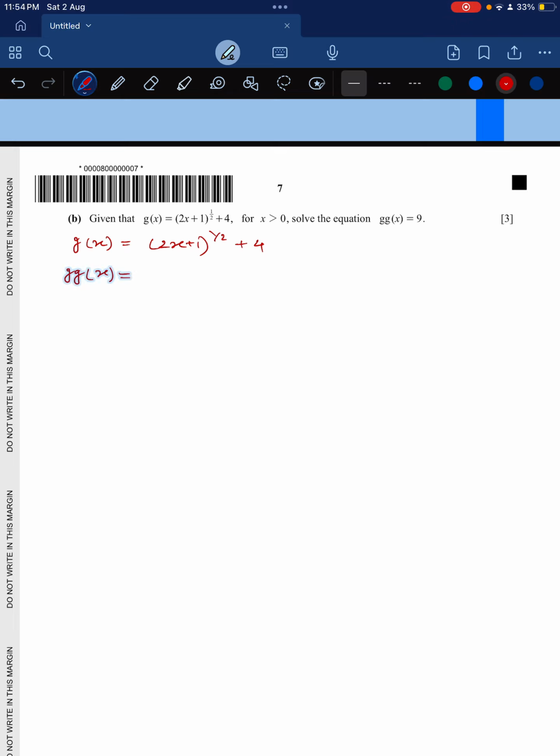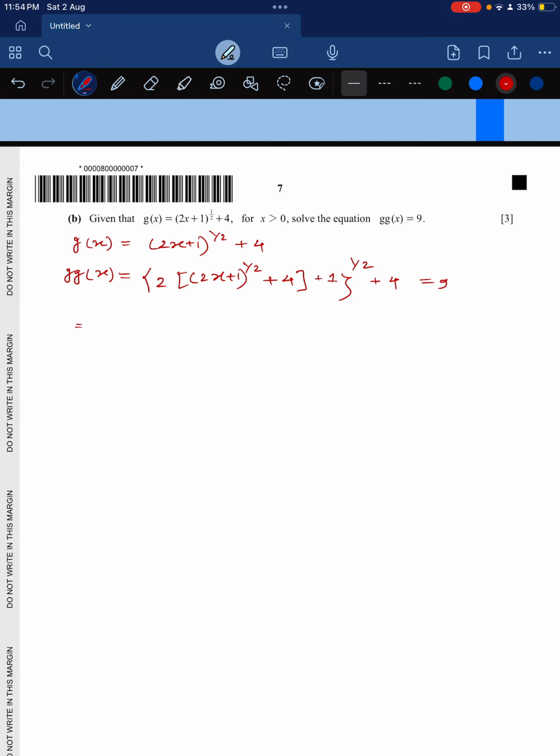Okay. So now, in the place of x, there should be 2x plus 1 to the power half plus 4, plus 1. Okay. So the whole thing should be equal to, plus 4, and it's given that it's equal to 9.